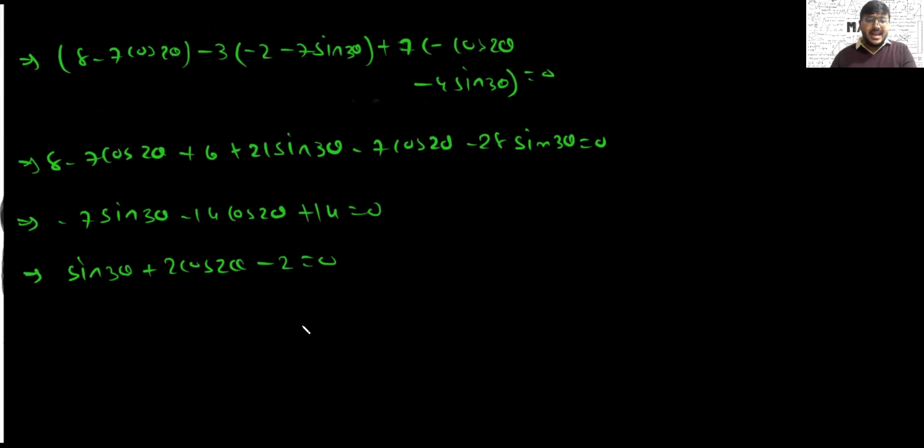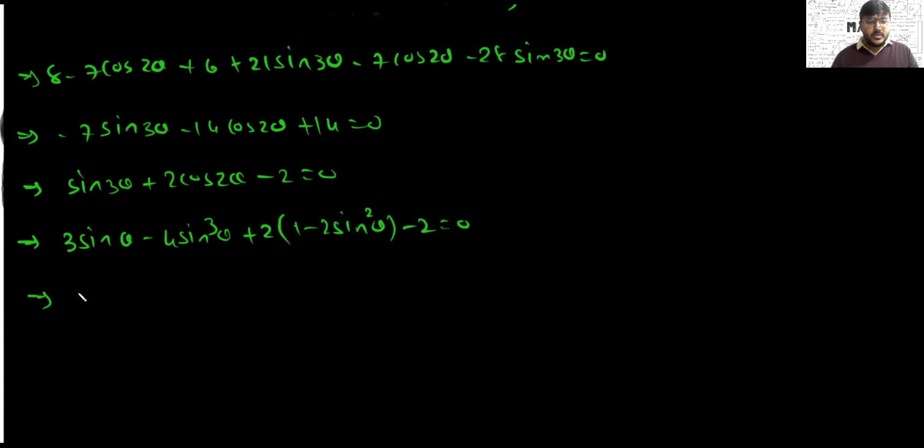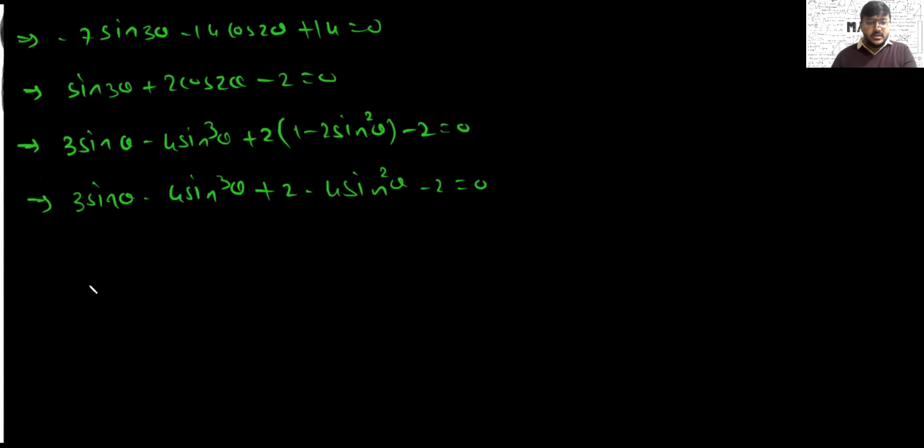And now let's convert in the form of sine theta: sine 3 theta is 3 sine theta minus 4 sine cube theta, plus 2 into cos 2 theta, that is 1 minus 2 sine square theta, minus 2 equals 0. So 3 sine theta minus 4 sine cube theta plus 2 minus 4 sine square theta and minus 2 equals 0. So 2 cancels. Hence it will be minus 4 sine cube theta minus 4 sine square theta plus 3 sine theta equals 0. Let me bring minus sine theta common.